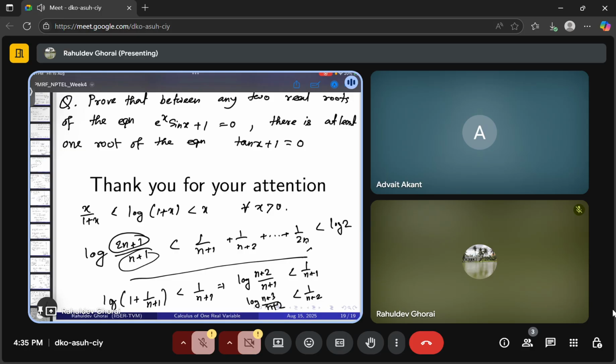But how do you show that that is less than log 2? That is what I'm concerned about. I was thinking about that only. Okay, log 2 means it is 1.